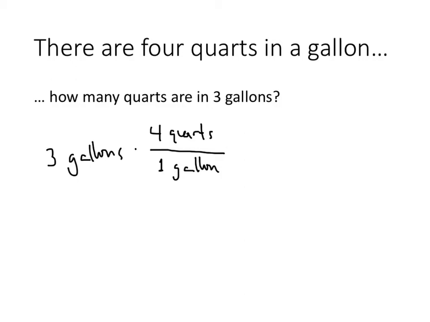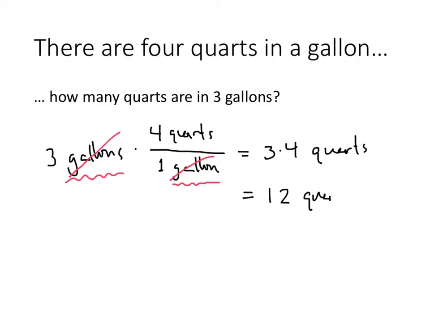The reason is that when we multiply our quantity 3 gallons by 4 quarts divided by 1 gallon, the gallons are going to divide out. So these gallons and these gallons are going to go away. So what we end up with is 3 times 4 over 1, in other words 3 times 4. There are no more gallons here, we just have quarts. 3 times 4 is 12, and so the answer to our question is 12 quarts.